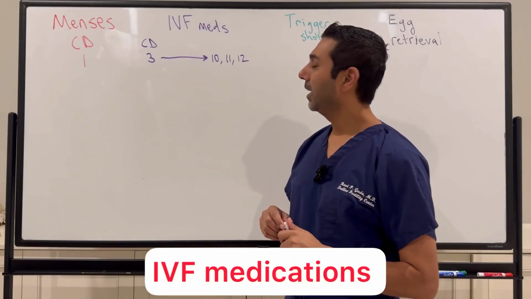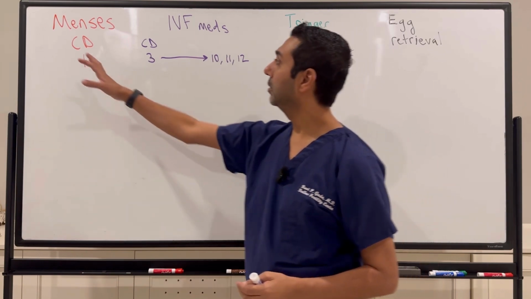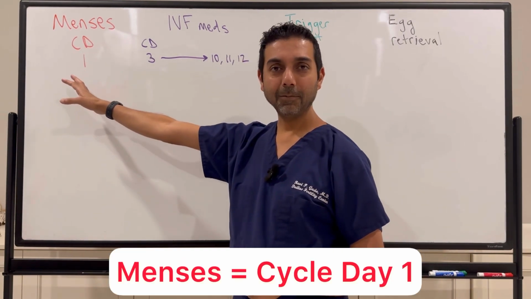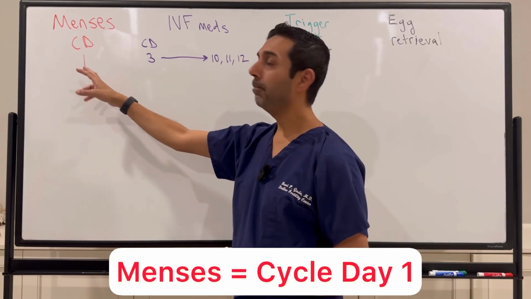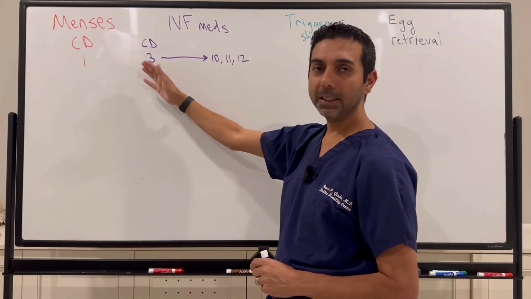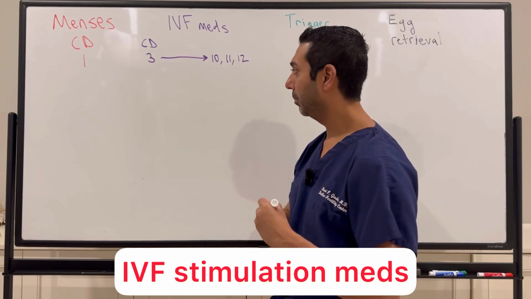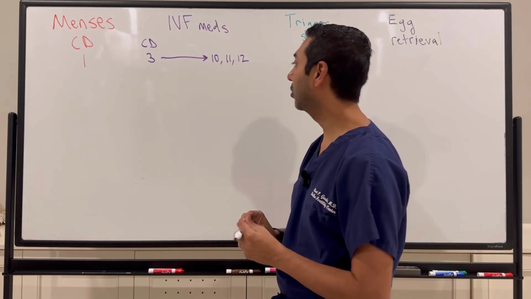Want to talk about IVF medications. So remember we talked about in an IVF cycle, patient gets their menstrual cycle. Again, we call that cycle day 1. And now the patient starts their IVF medications typically around cycle day 3 through 10, 11, 12. Again, that can vary based on the patient and the clinic's protocols.